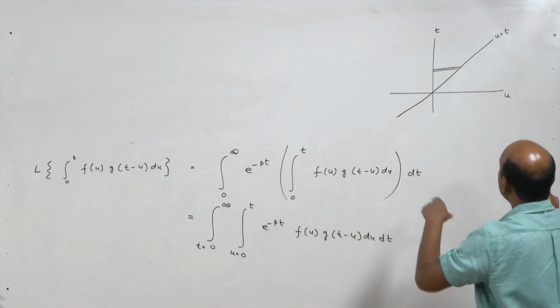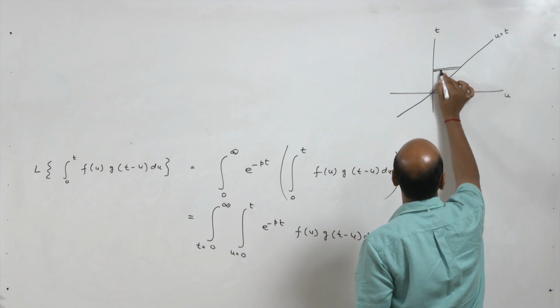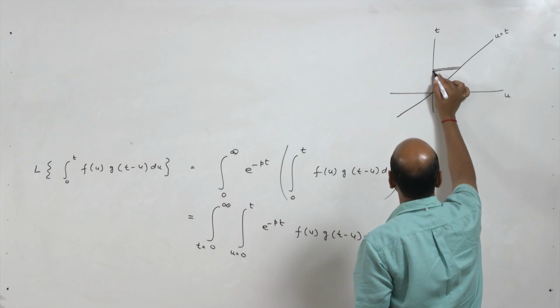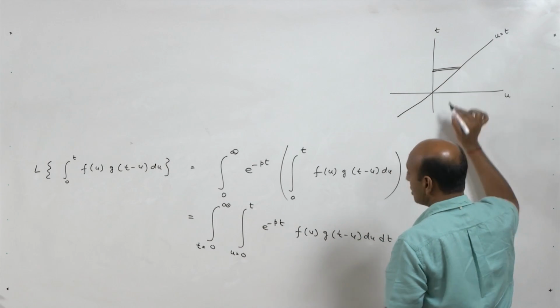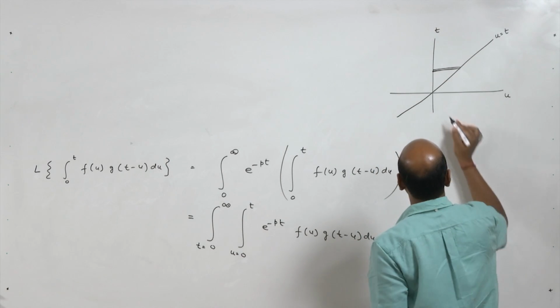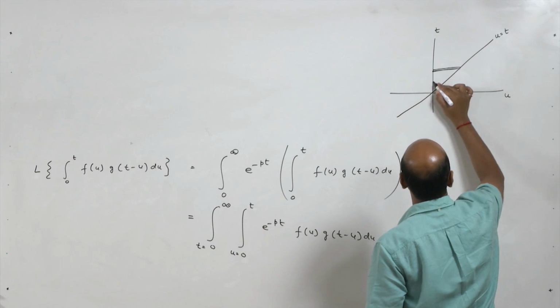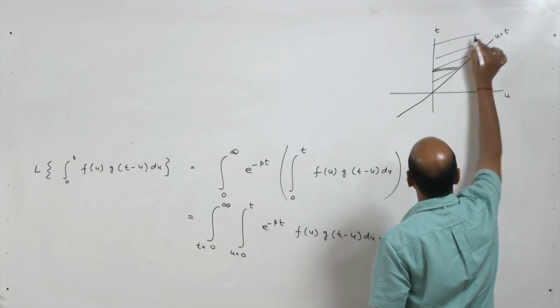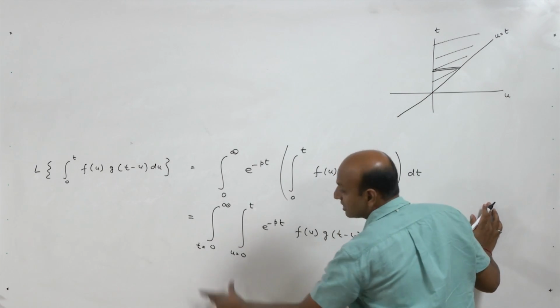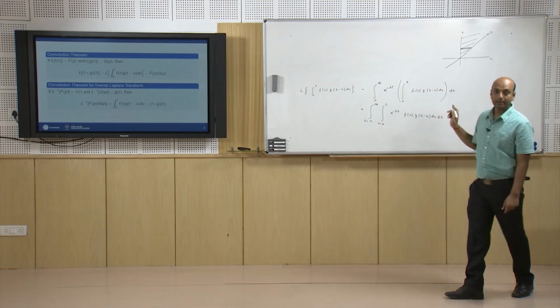Okay. Now if I take a strip parallel to u axis over here, so what is u here? 0. What is u here? t. u is varying from 0 to t, and t is varying from 0 to infinity. So that means this is the entire region which is covered in this double integral.